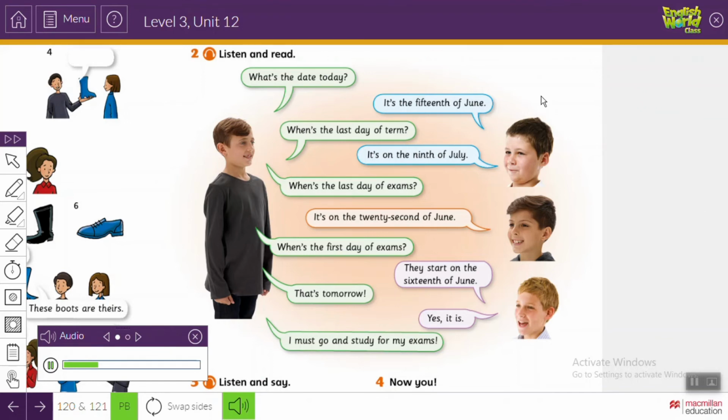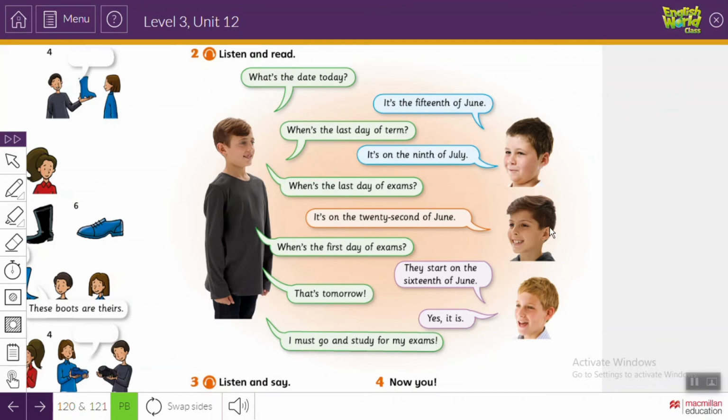What's the date today? It's the 15th of June. When's the last day of term? It's on the 9th of July. When's the last day of exams? It's on the 22nd of June. When's the first day of exams? They start on the 16th of June. That's tomorrow. Yes, it is. I must go and study for my exams.